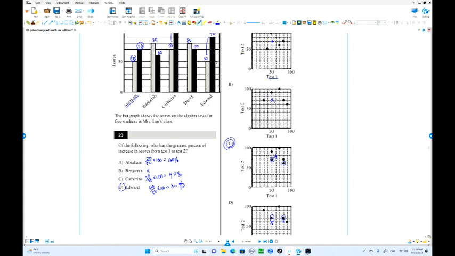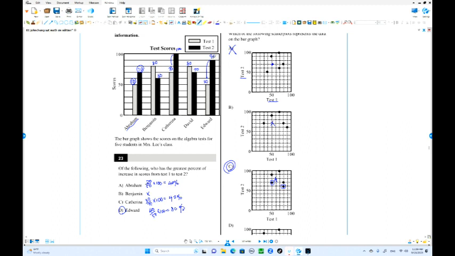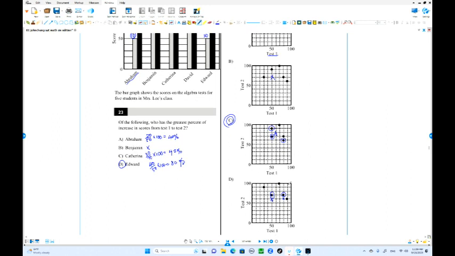For example, Edward: test 1 is 50, test 2 is 90. 50, 90. We got this one. That's right. This is 50, 90, no. All right, so choice C is the answer.